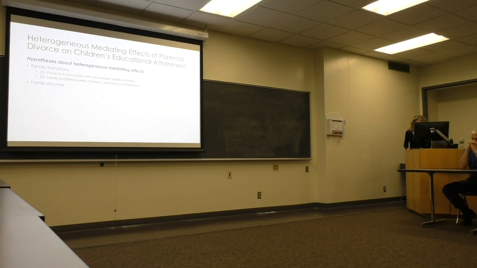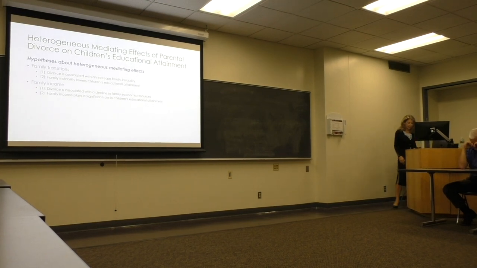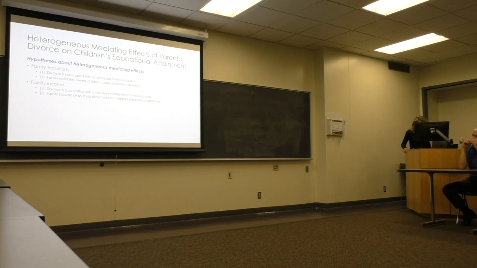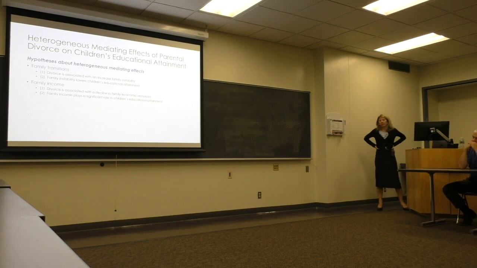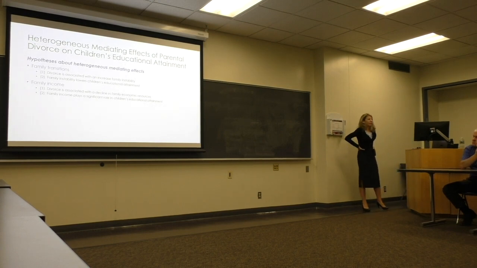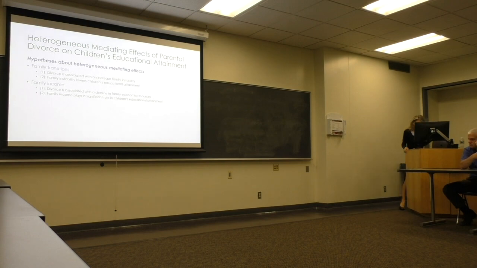Second, the second family condition we consider is family income, which of course is expected to play a central role in the association between divorce and children's education. It satisfies both conditions. Divorce is associated with a decline in family economic resources, with the loss of a parent in the household, typically the father. It's quite a big drop. And family income, we know from lots and lots of work, plays a significant role in children's educational attainment. In terms of heterogeneity, here we think family income will probably play a pretty major role in all the groups that we look at.